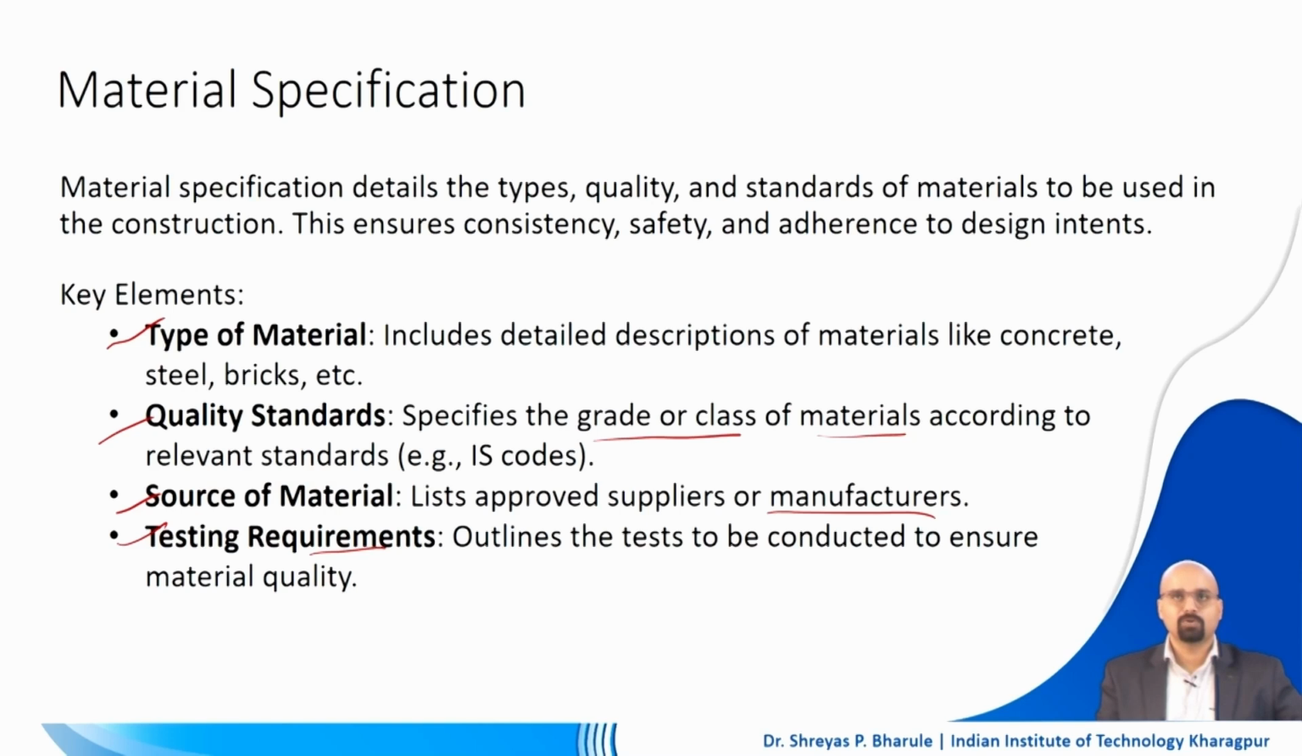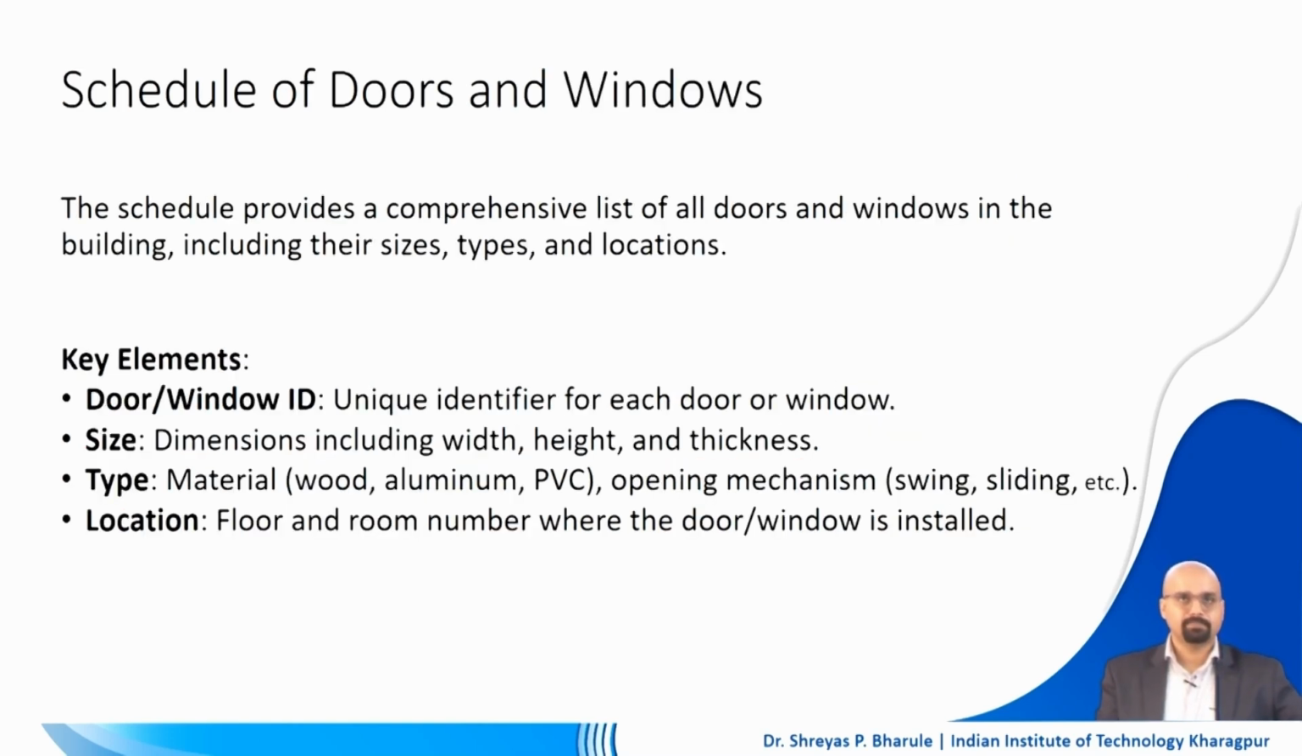So, these are some of the cautionary notes which are sometimes mentioned in working drawings, given the changes which are there. Moving forward, let us look at the individual schedules that we have. We definitely have a schedule of doors and windows. This schedule usually gives the comprehensive list of doors and windows in the building, their sizes, types and locations. These are to be mentioned in a table format. We will give you an example in the subsequent slides.